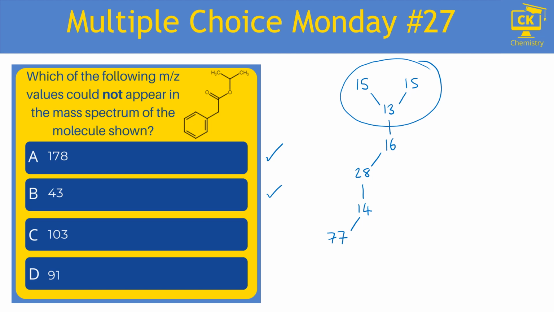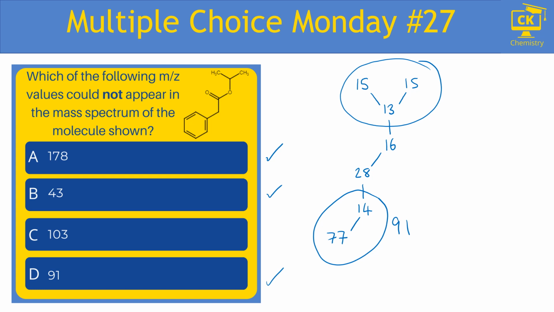103, well, if I start at the benzene ring end, I've got 77, 87, 91 in this bit. Oh, I found that fragment there. Let's just check if we can find 103. Well, I can't then go on to CO or even just C, because then I'd be adding 12 onto 91. It doesn't really work like that because I'd have to break off the C double bond O. So no, I can't really make 103.